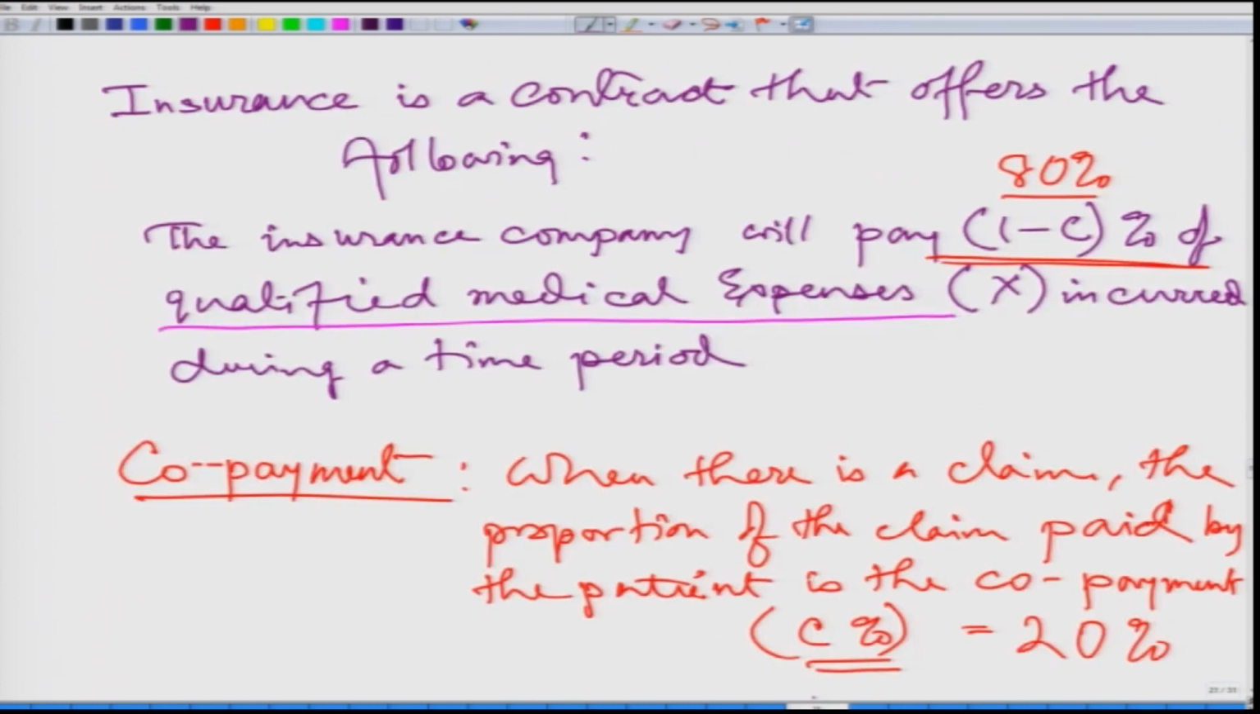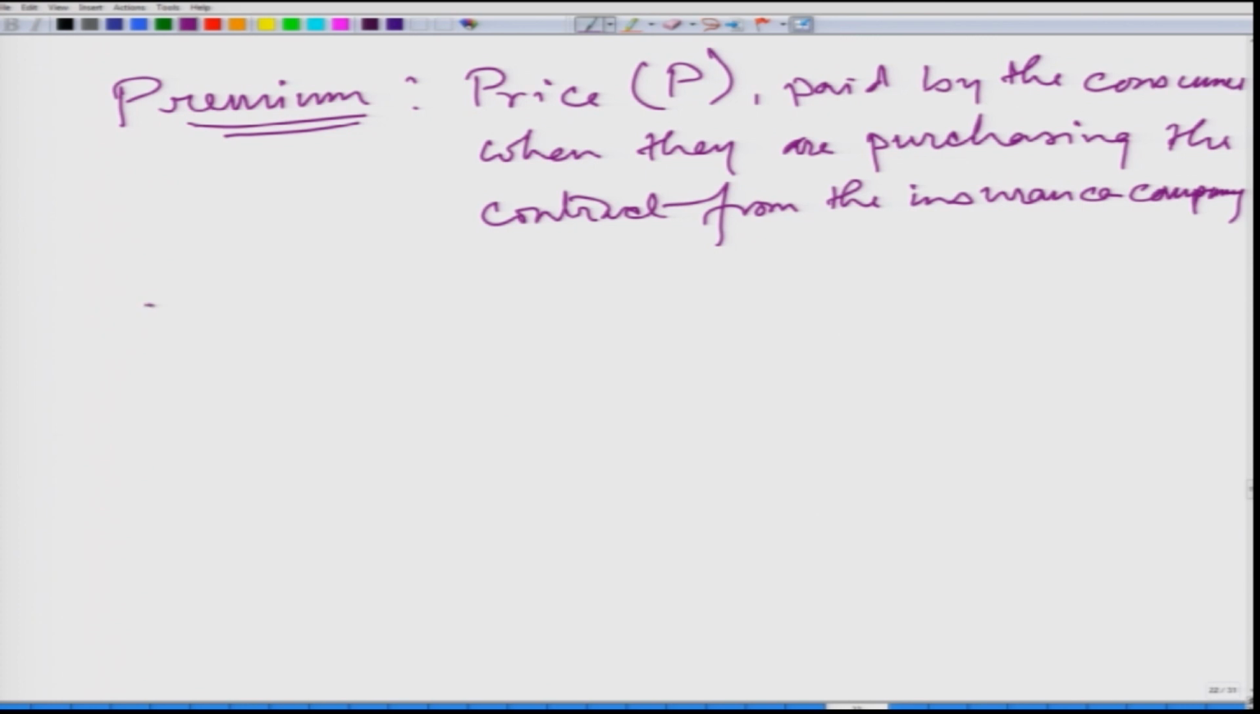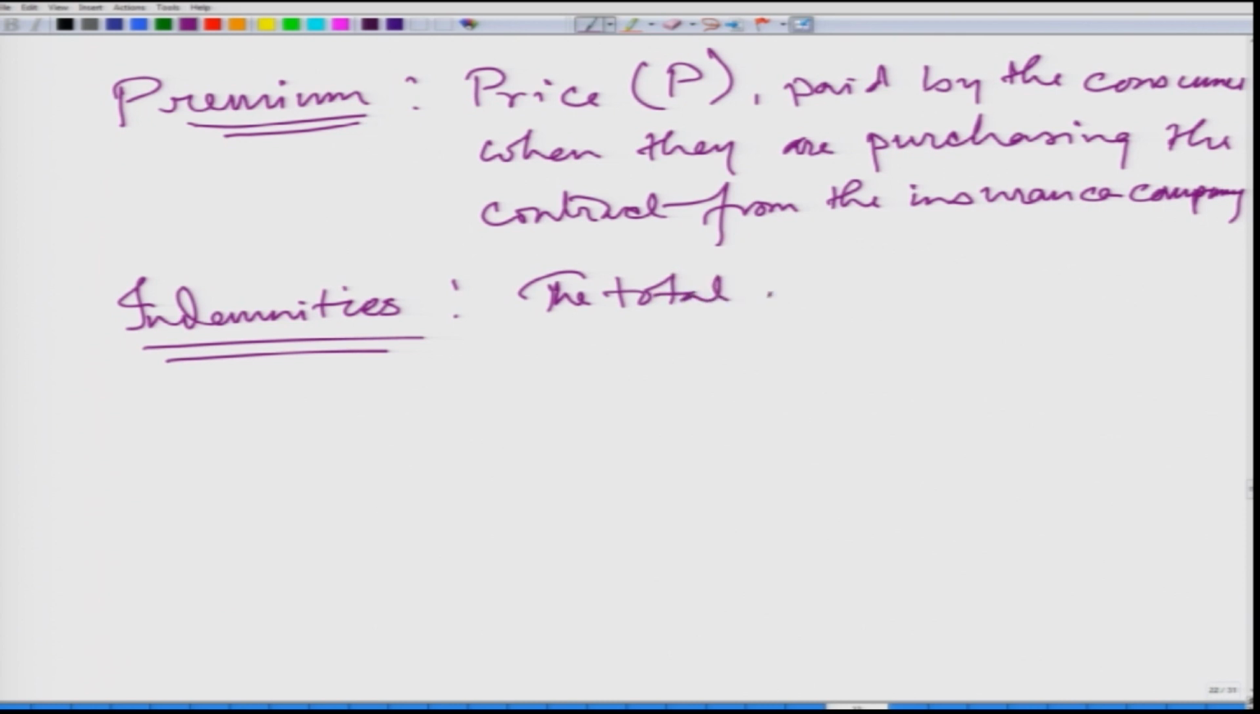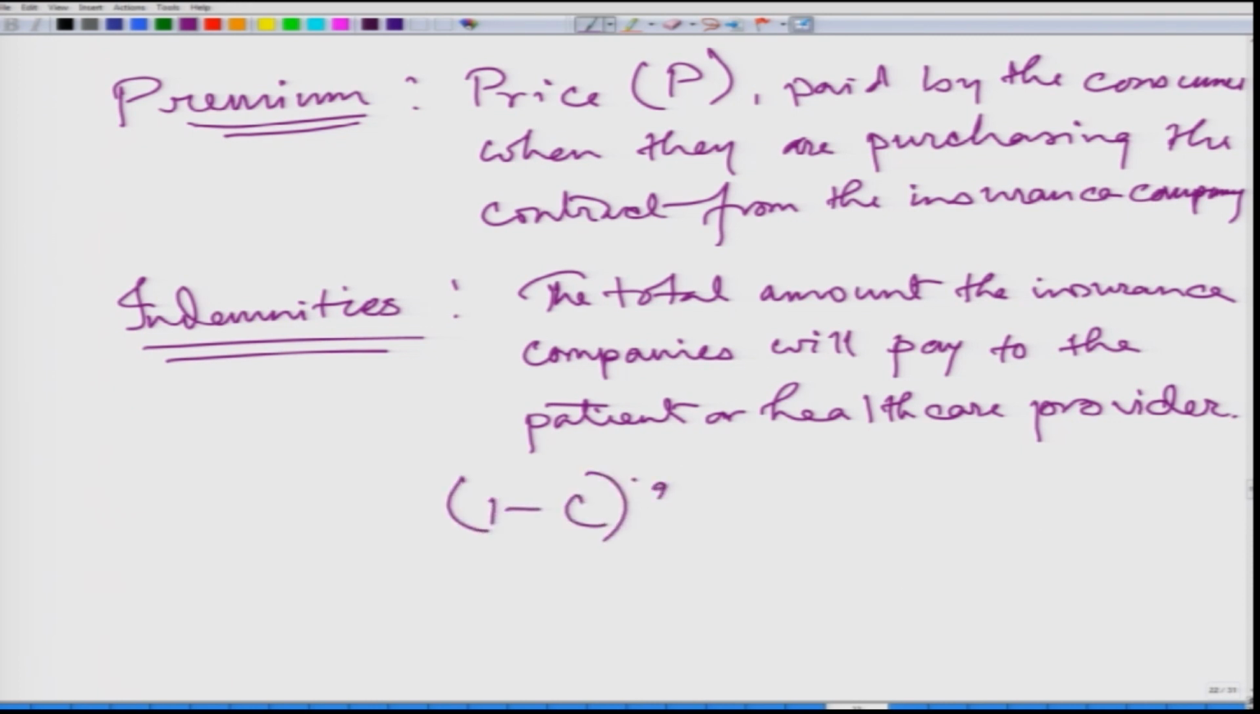We have discussed this indemnity, right, over here. Indemnities. Now what is this indemnity? These indemnities are finally what the insurance companies are paying. They are paying 1 minus C%, right? So indemnities are the total amount the insurance companies will pay to the healthcare provider or to the patient, pay to the patient or healthcare provider.